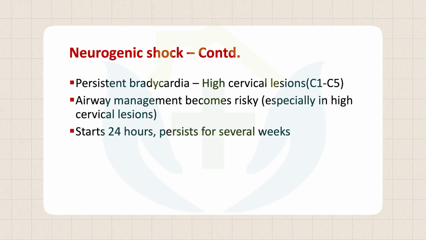Just to reiterate, neurogenic shock is the second type of shock among the distributive shocks. So we know that shock can be obstructive, cardiogenic, hypovolemic, and distributive. Among the distributive, one is septic, and the second one is the neurogenic shock. So this will behave like a septic shock, except that there will be no signs of fever. There will be bradycardia, hypotension, and vasopressor refractory hypotension.